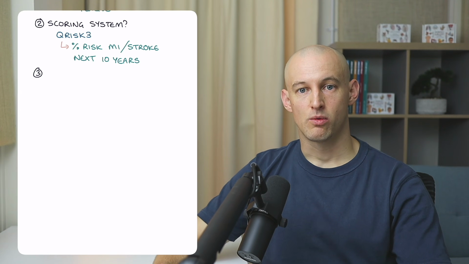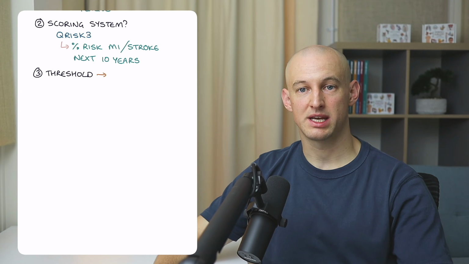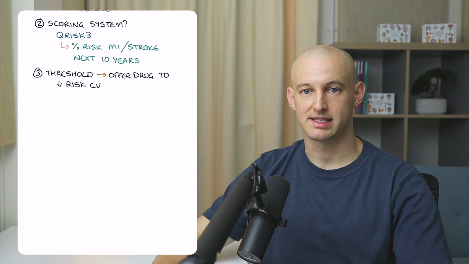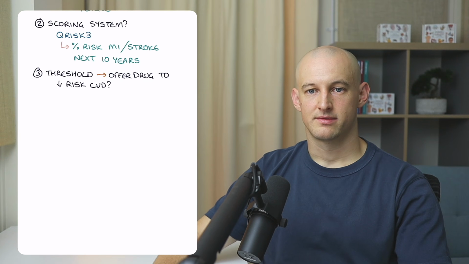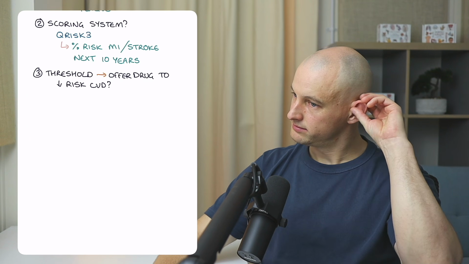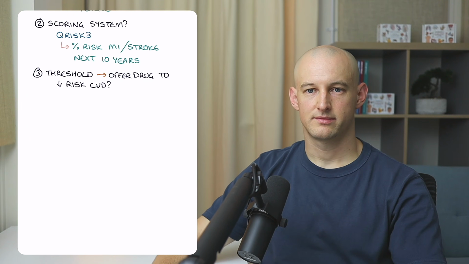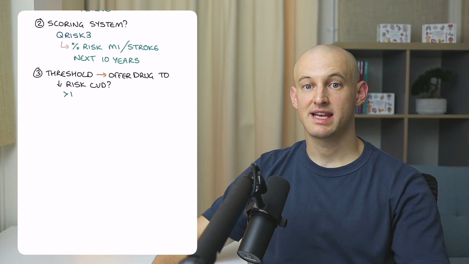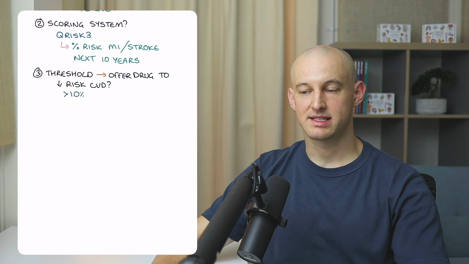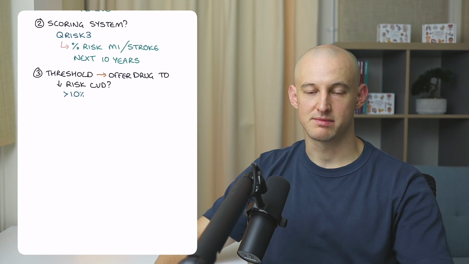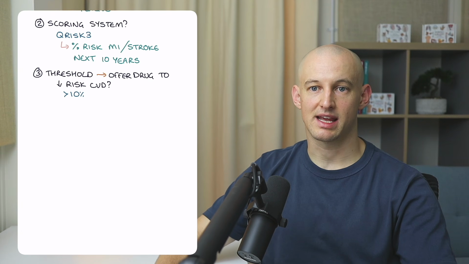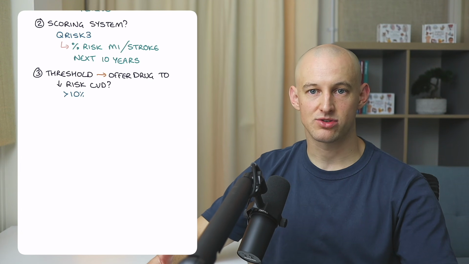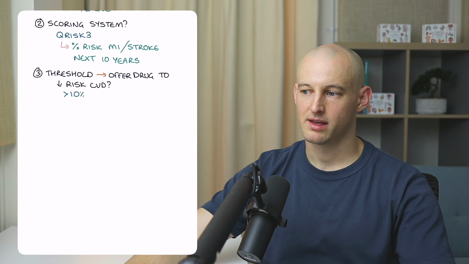Question 3. What threshold would be used for when you would offer somebody drug treatment to reduce their risk of cardiovascular disease? When the Q-risk-3 score is above 10%. Although the NICE guidelines say don't rule out offering them statins if they're below 10%, if their risk is going to be disproportionately high. For example, they have a really high cholesterol, a strong family history, and so on.